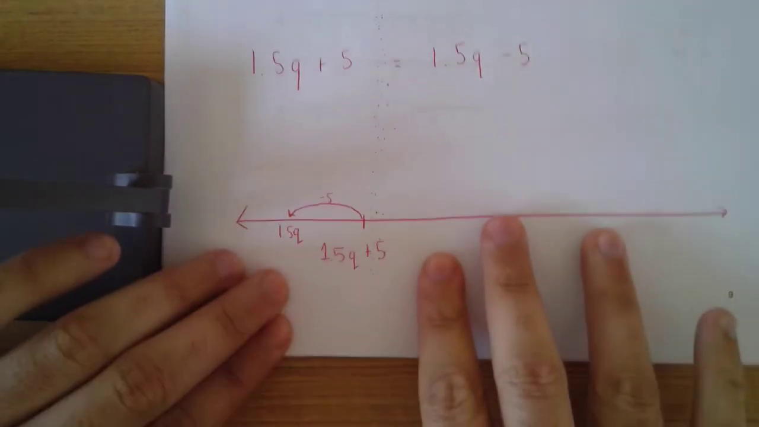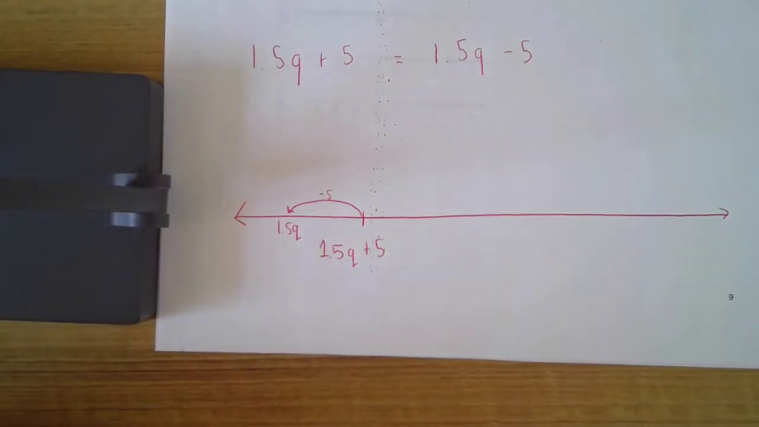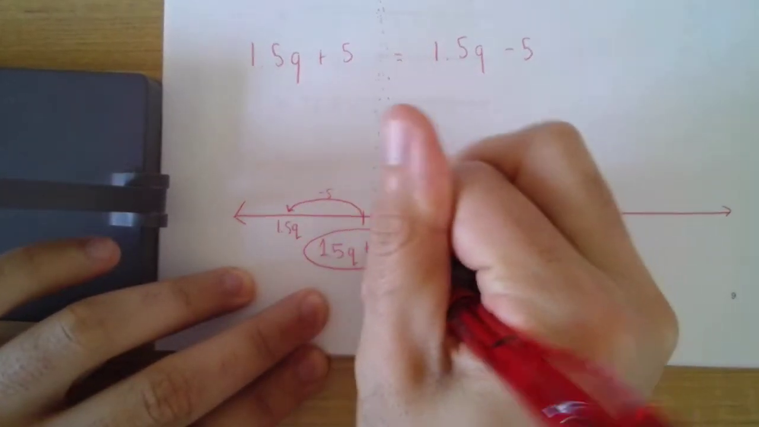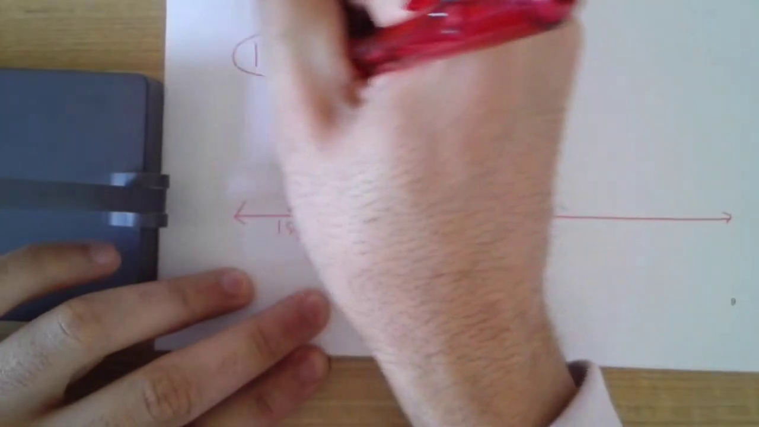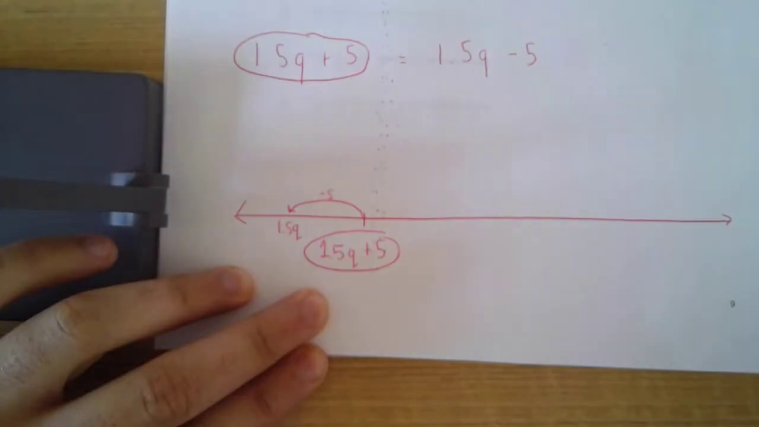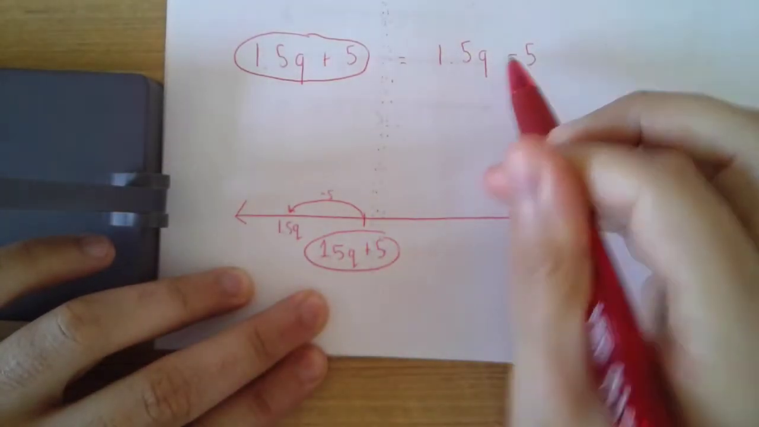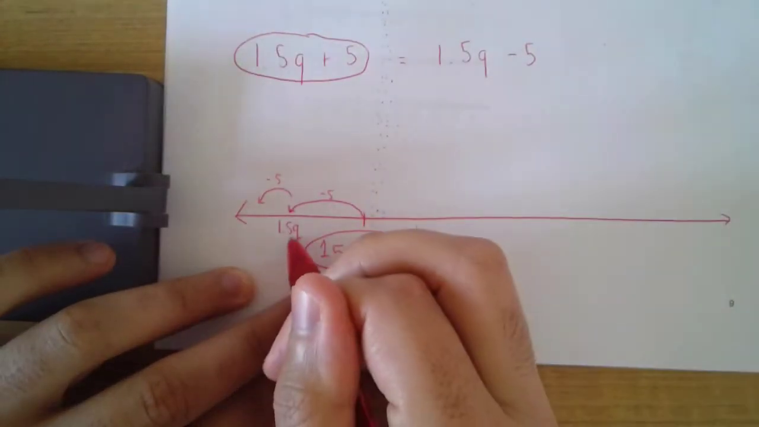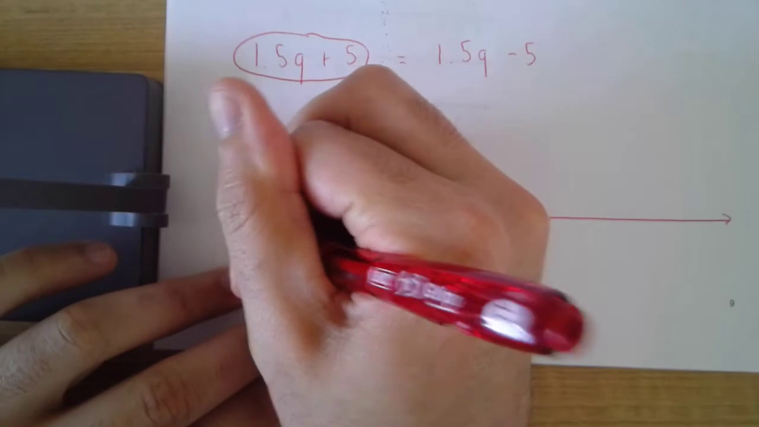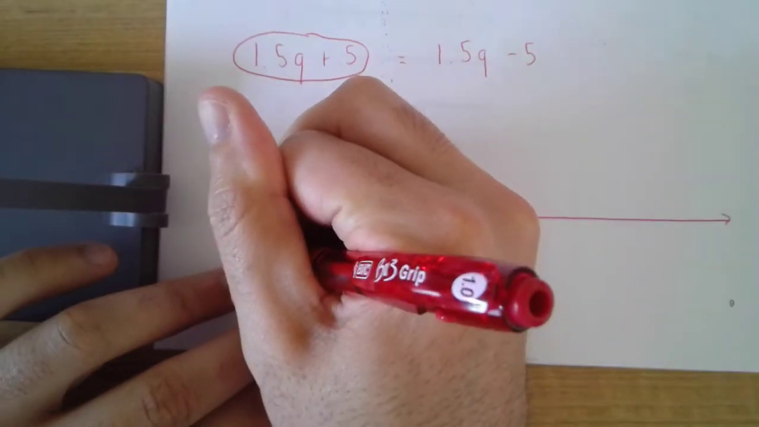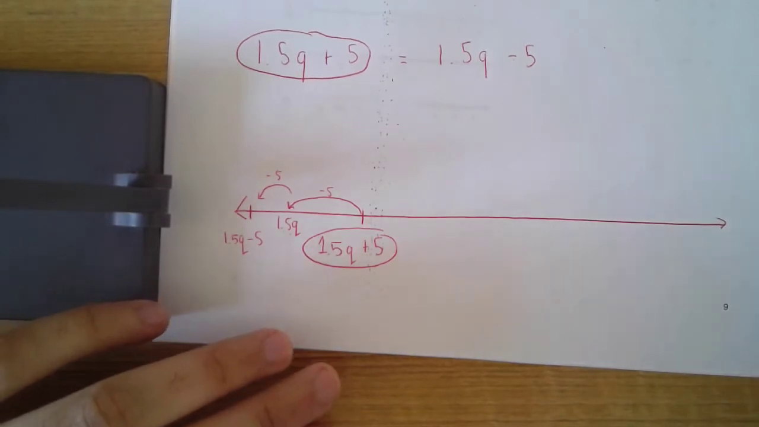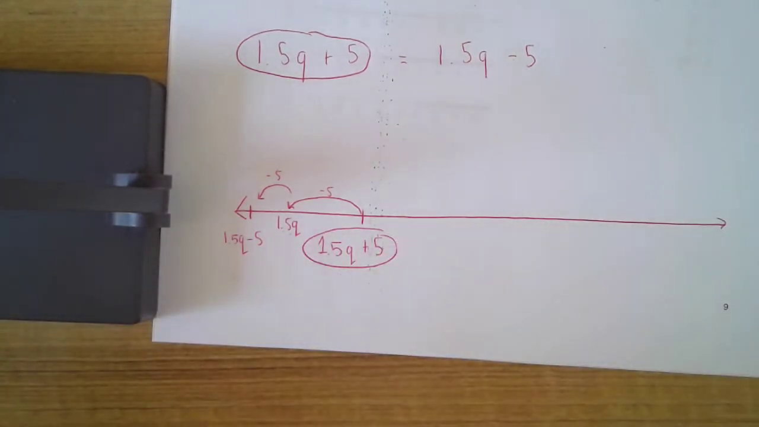Sorry if you cannot see. Hopefully this works. So now I'm at 1.5q. So here is this expression. But now I need to find 1.5q minus 5. I still need to subtract 5 from here to get to 1.5q minus 5. Therefore, it doesn't matter what q is equal to. These will never be equivalent to one another.